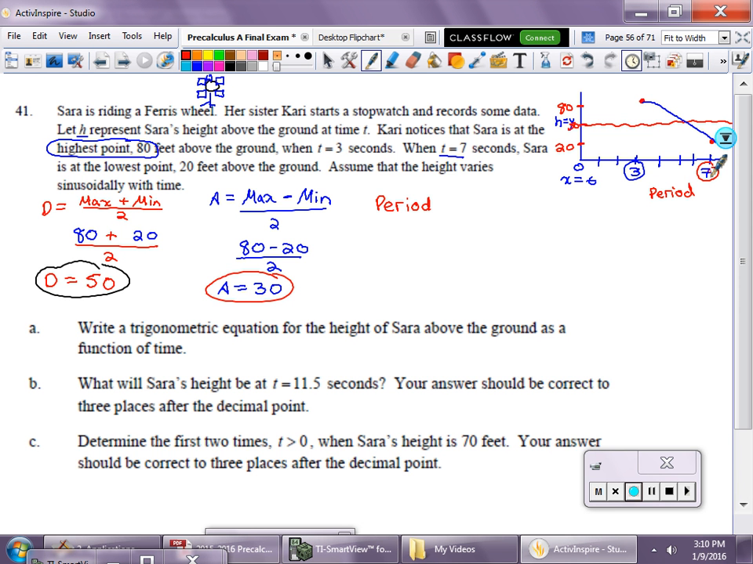And then it's 4 times 2. But formally, I would write it in perspective of half of the period, so we have to double it, which is going to be 7 minus 3, times 2. So our period is equal to 8. 8 seconds.